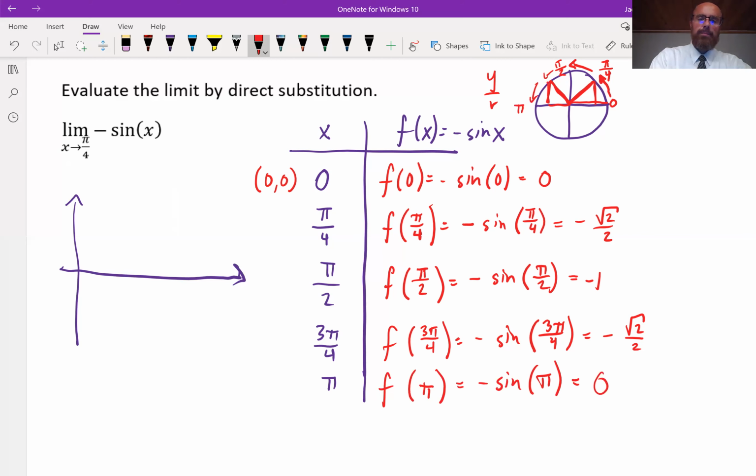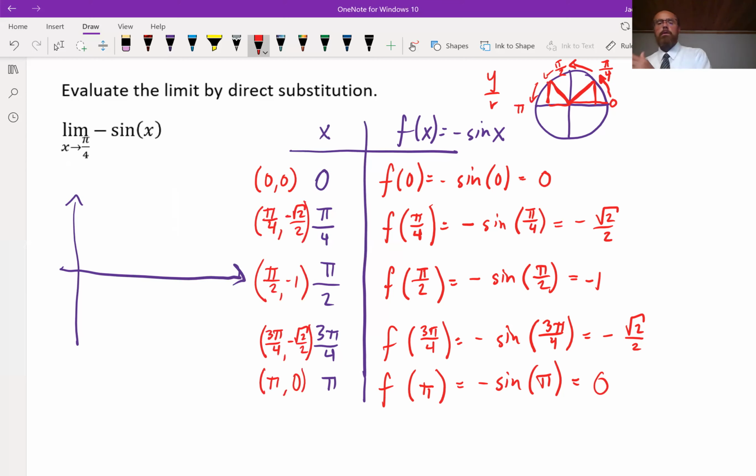So let's record these points. At pi over 4, we're at negative square root of 2 over 2. At pi over 2, we're at -1. 3 pi over 4 evaluates to negative square root of 2 over 2. And then pi itself is back at 0. So it does show that oscillation, but it's a little longer curve.